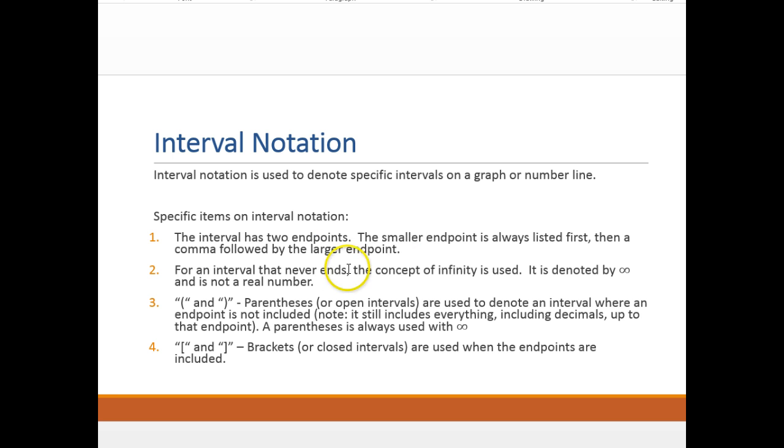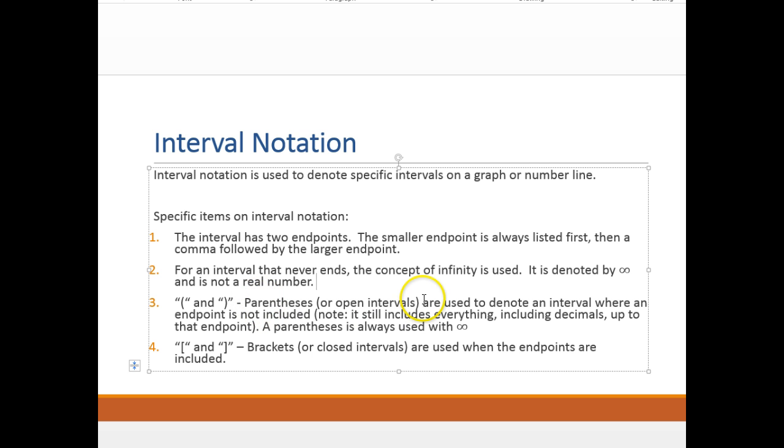For an interval that never ends, we introduce the concept of infinity. It's denoted by this sideways looking 8 here. And please understand that infinity is not a real number, it's simply a concept. You never reach infinity. Now we have these two numbers separated by a comma. We also use either parentheses or brackets. We have to determine what to use for which occasion.